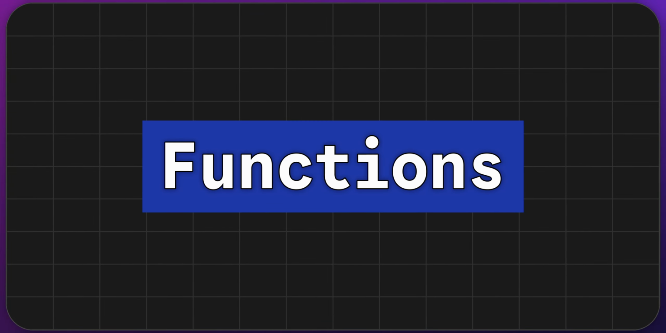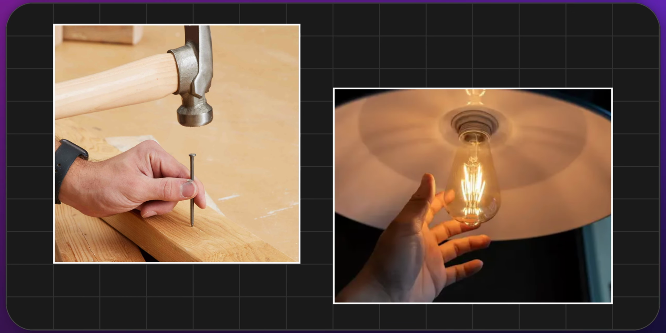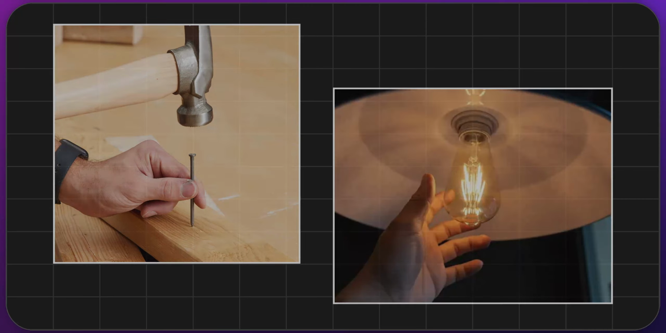Okay, one last big concept, functions. In the real world, if we need to do a specific job, we create a tool. We invented the hammer to hit nails, and we invented the light bulb to create light. A function in programming is exactly that. It's a reusable tool that you create to perform a specific job.